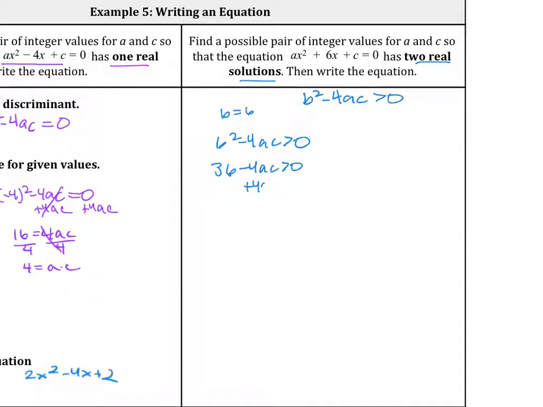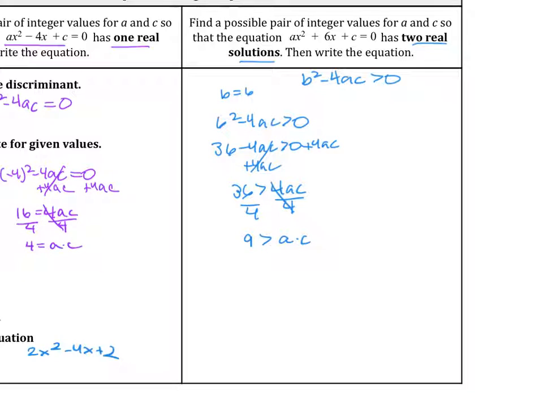And then let's add 4ac to both sides. So we get 36 is greater than 4ac, divided by 4. 4 goes into 36 9 times. So a times c has to be less than 9. So let's just choose 2 times 4. 2 times 4 is 8, so that's definitely less than 9. And so let's make a equal 2 and c equal 4. So we could say this is 2x squared plus 6x plus 4 equals 0.